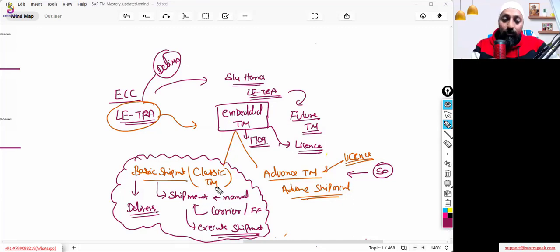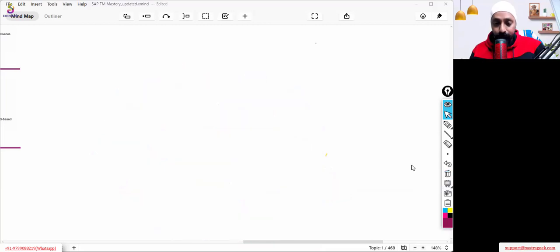But implementing this also, license is not required, but a TM consultant would be required. Okay, TM consultant would be required. An SD consultant would not be able to work because it is a completely separate module, separate set of data, right? So a TM consultant would be required. For advanced TM also you require a TM consultant, but this one is without license. That is the difference they have created between basic shipping, classic shipping, and the advanced shipping. Okay, now with this understanding, let's try to go through the mind map.